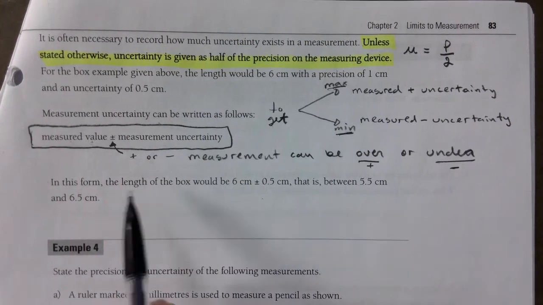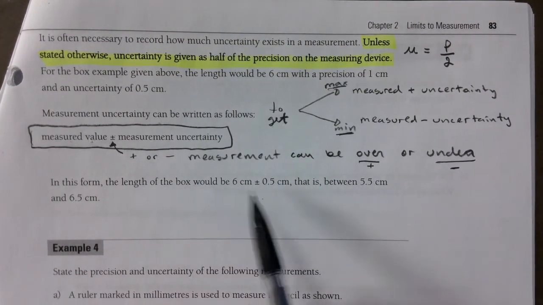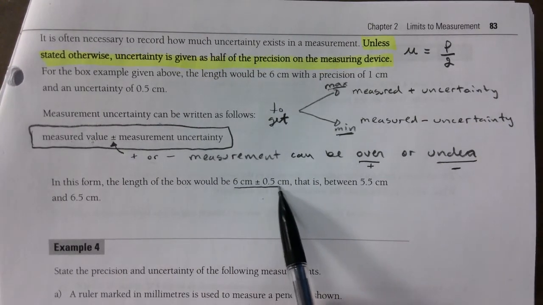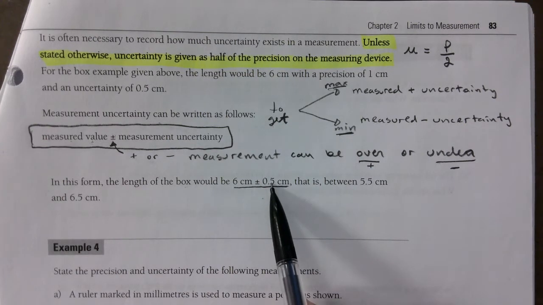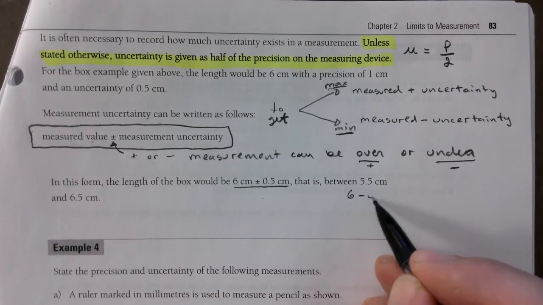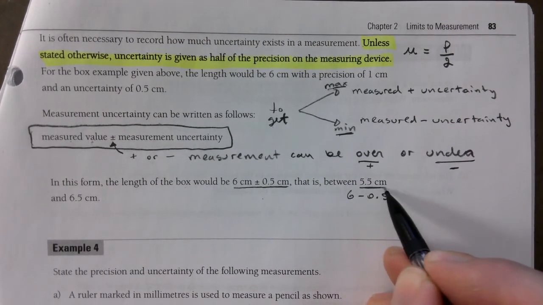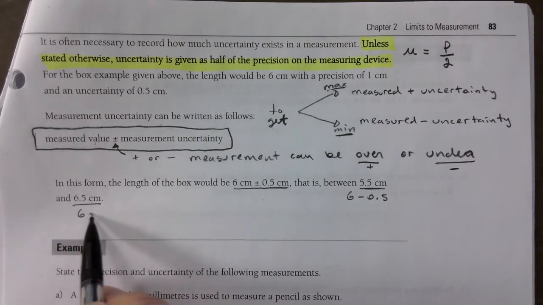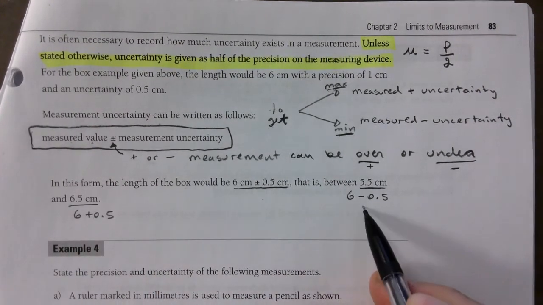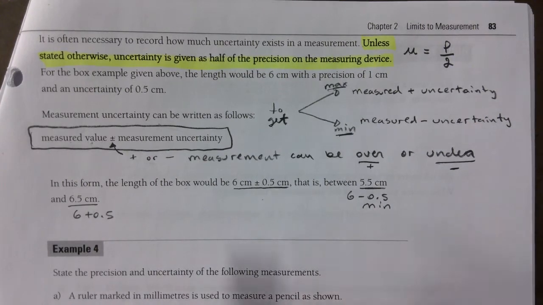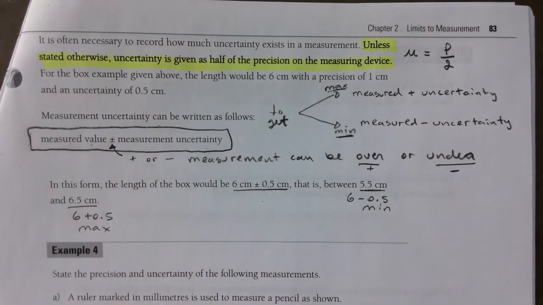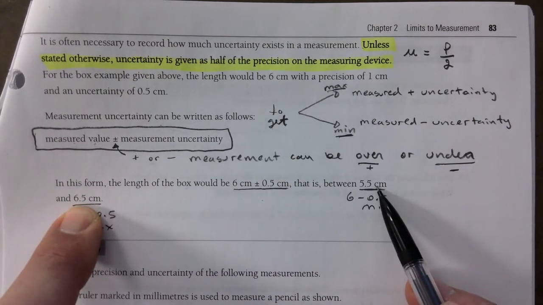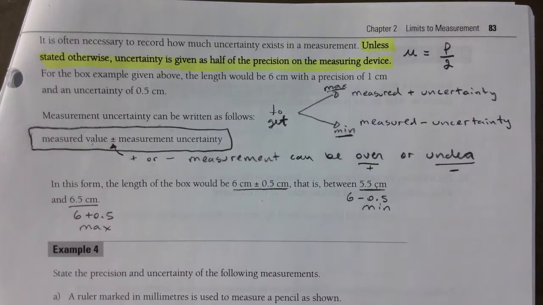And here's an example. The length of a box is 6 centimeters plus or minus 0.5 of a centimeter. It is saying that the length of the box could be 6 minus 0.5, and this is 6 plus 0.5. So this is your min, and this is the max. You're saying that the box can actually be anywhere between those two measurements.